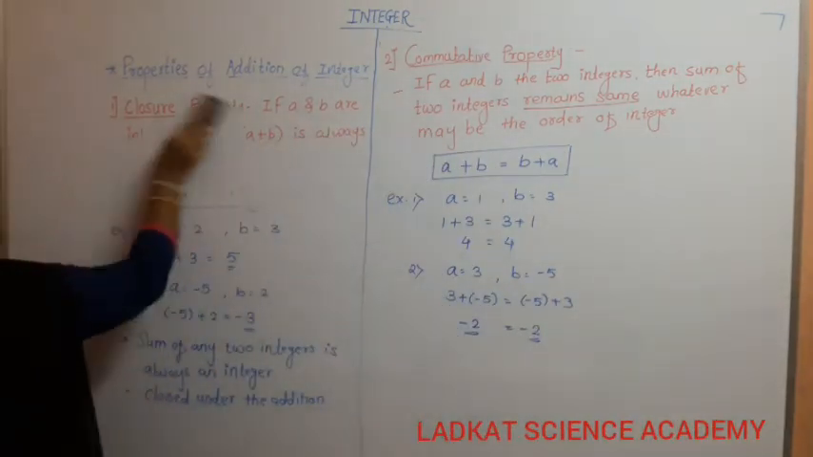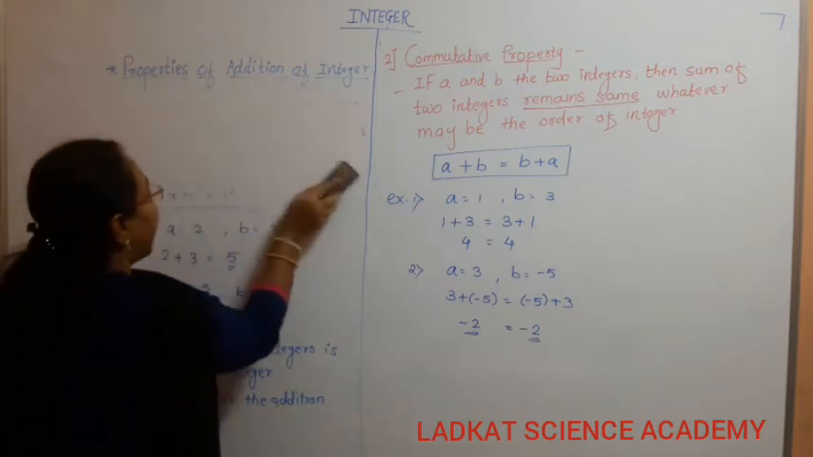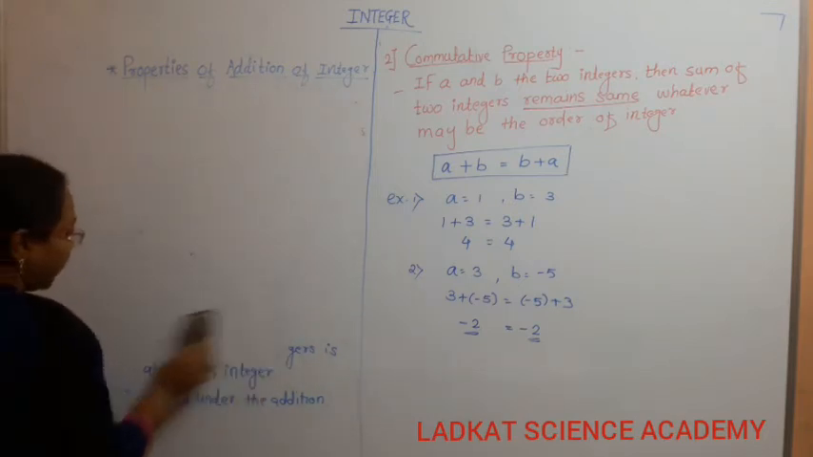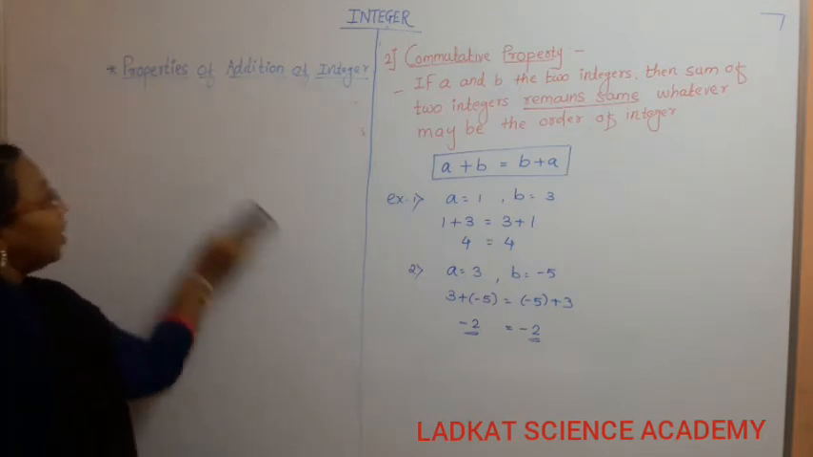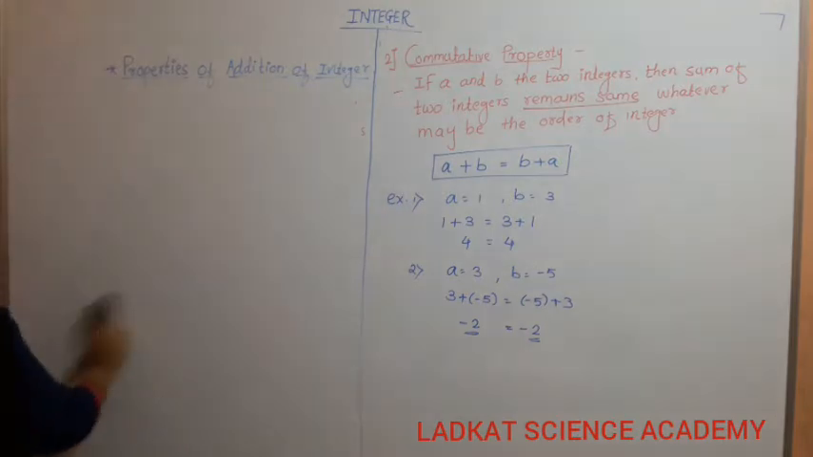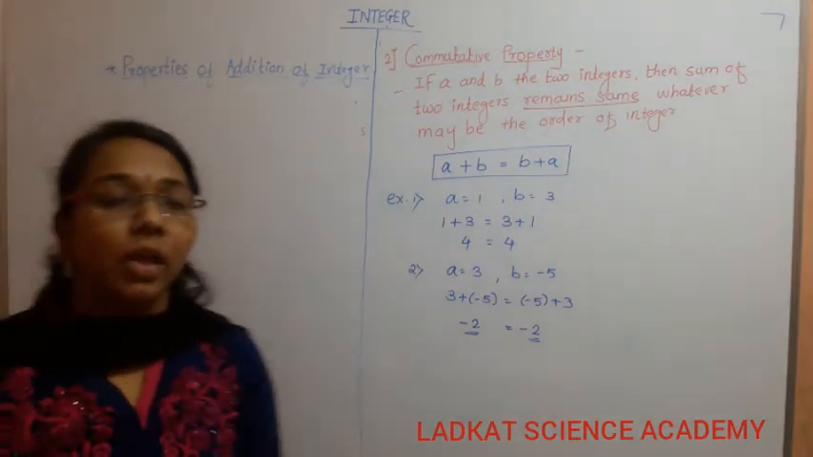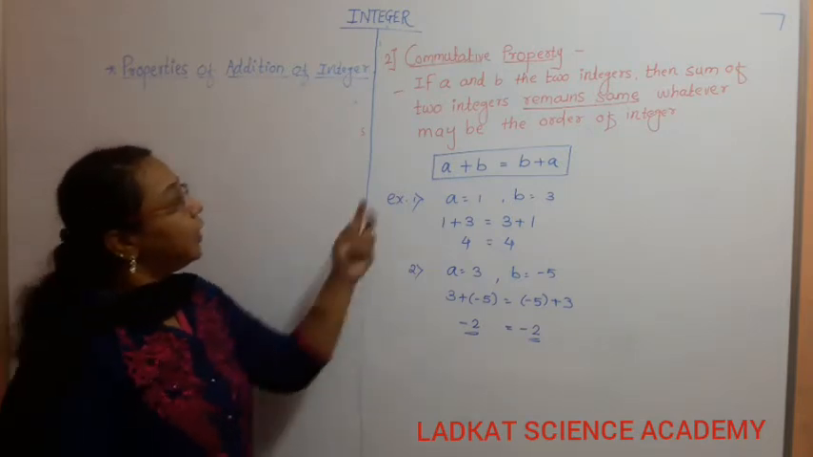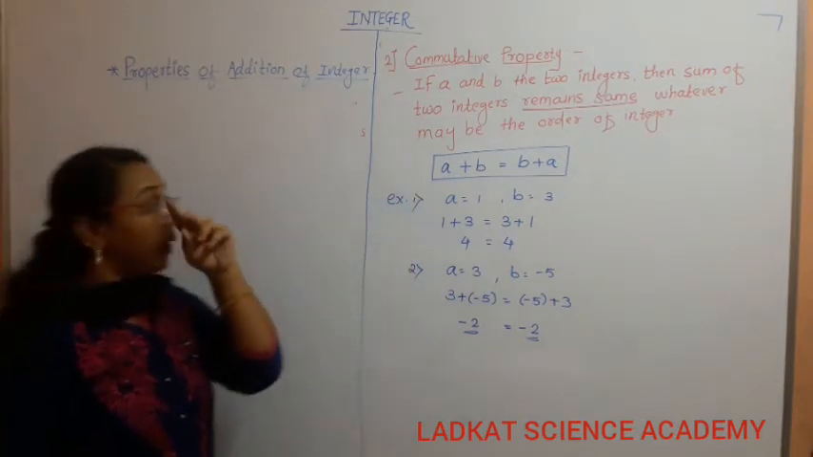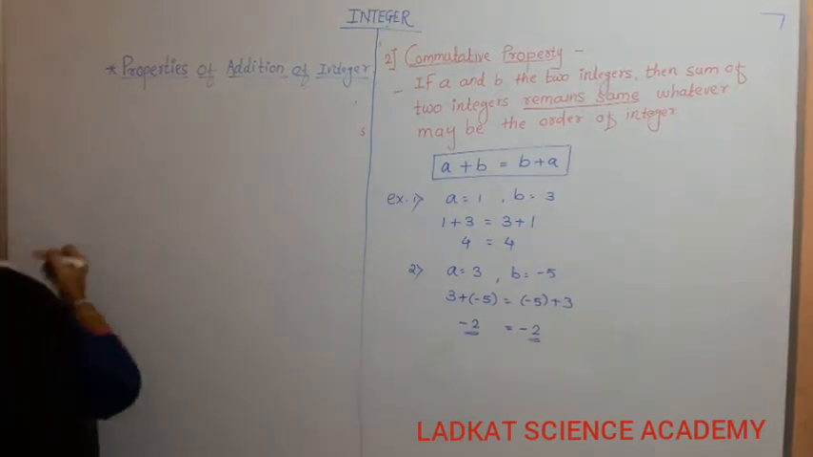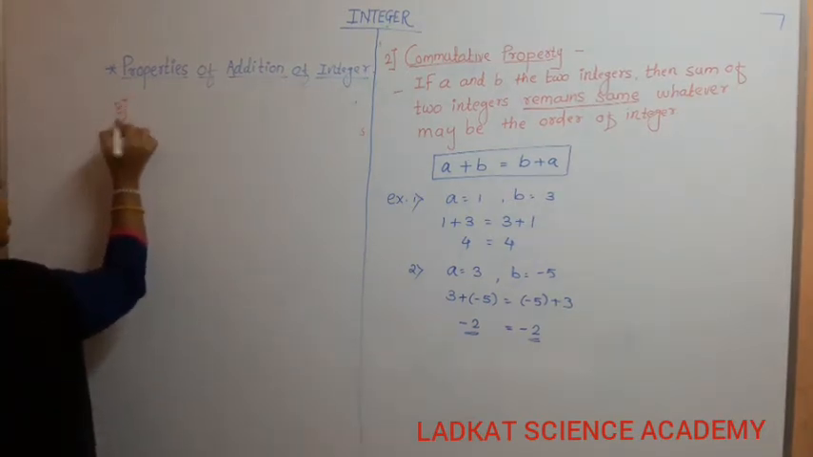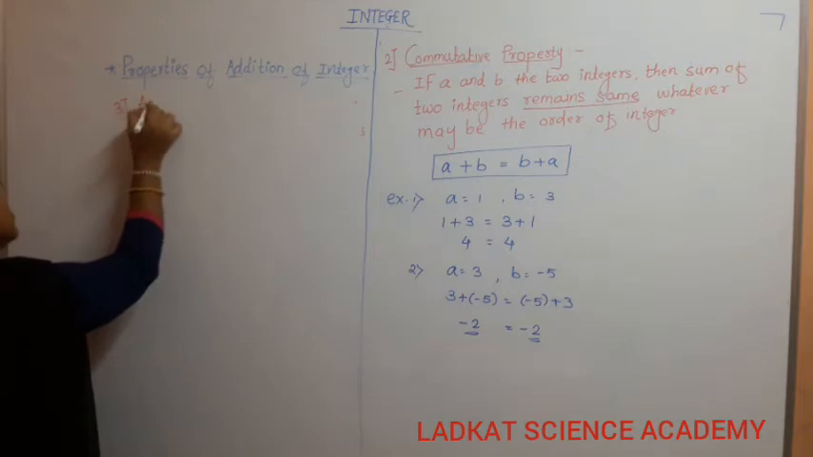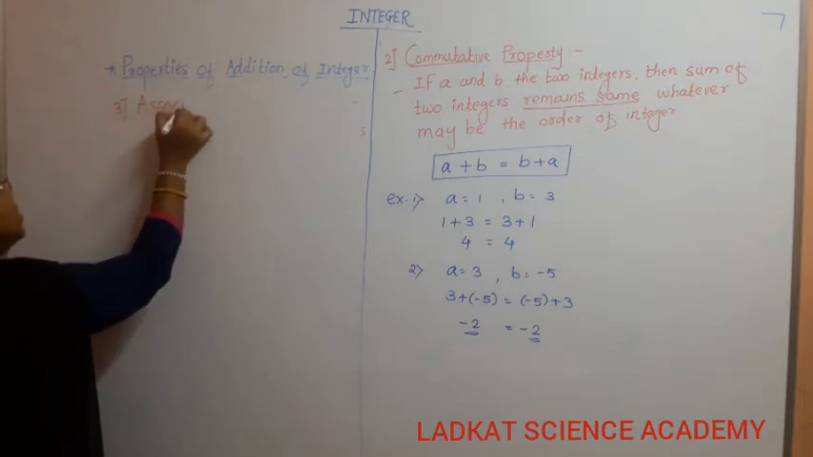This is the commutative property. Next we will see the third property, that is the associative property. It is also similar to the commutative property, but in that we have taken three integers. In the commutative property we have taken only two integers A and B, but in the associative property we take two or more integers. Associative property.